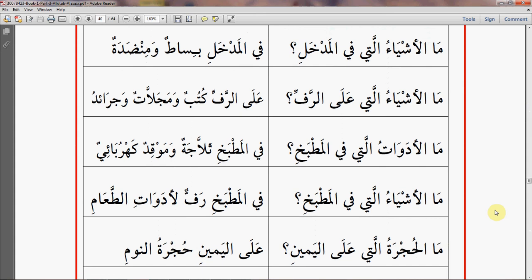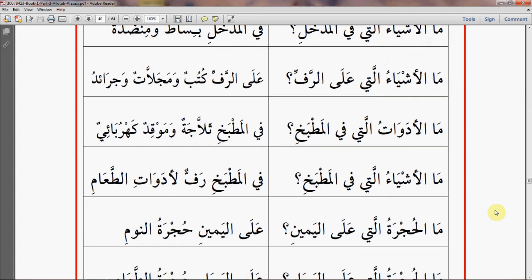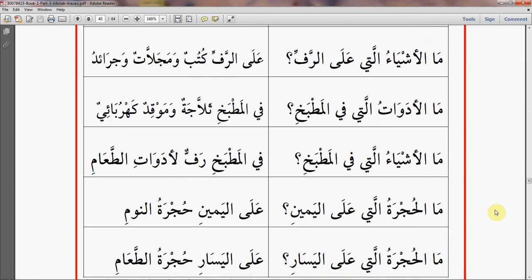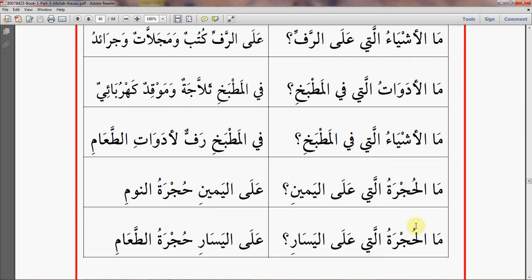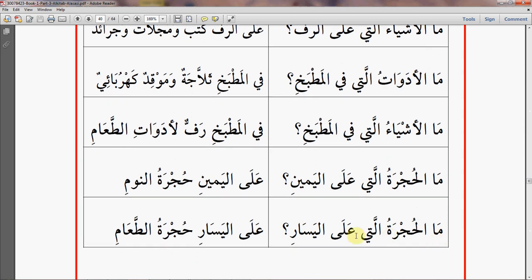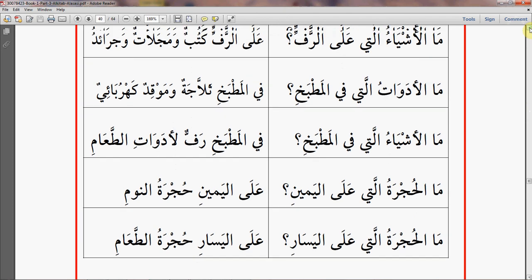Let's check any more. Yeah, there is another sentence. Again, what was the original one? ما الأدوات التي في المطبخ. Is that similar to ما الحجرة التي على اليسار? No, they are not similar, but still a new useful sentence that you can use. ما الحجرة التي على اليسار. This is opposite to اليمين, so the translation is what is the room which is on the left. What is the room which is on the left hand side. No more sentences, and let's go to the other column.